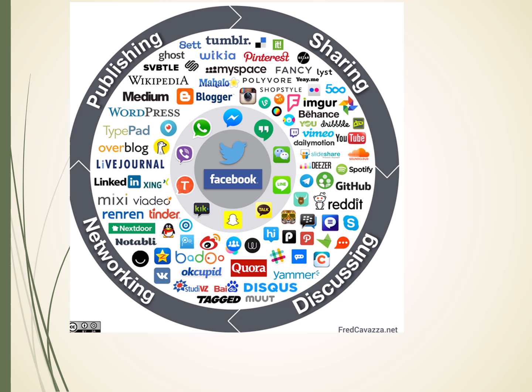So this one is the social media landscape. This figure shows different categories of social media. Notice that social media is much more than Facebook. It includes blogs, wikis, video sharing, photo sharing, professional networks, review sites. Each serves a different purpose.